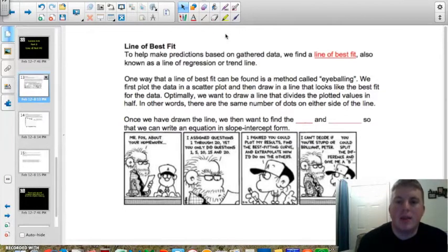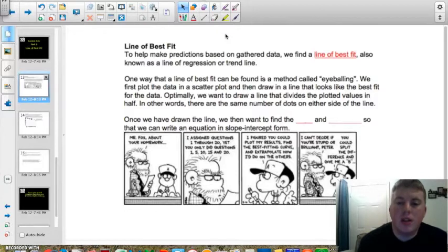Now, one way that a line of best fit can be found is a method called eyeballing. When we eyeball to figure out a line of best fit, we first plot the data in a scatter plot like we were doing in video 1, and then we draw in a line that looks like the best fit for the data. Optimally, we would draw a line that divides the plotted values in half. In other words, we would have the same number of dots on either side of the line. Now, this isn't going to be feasible every time, but we do want to try and get it as close as possible to even numbers on the same side.